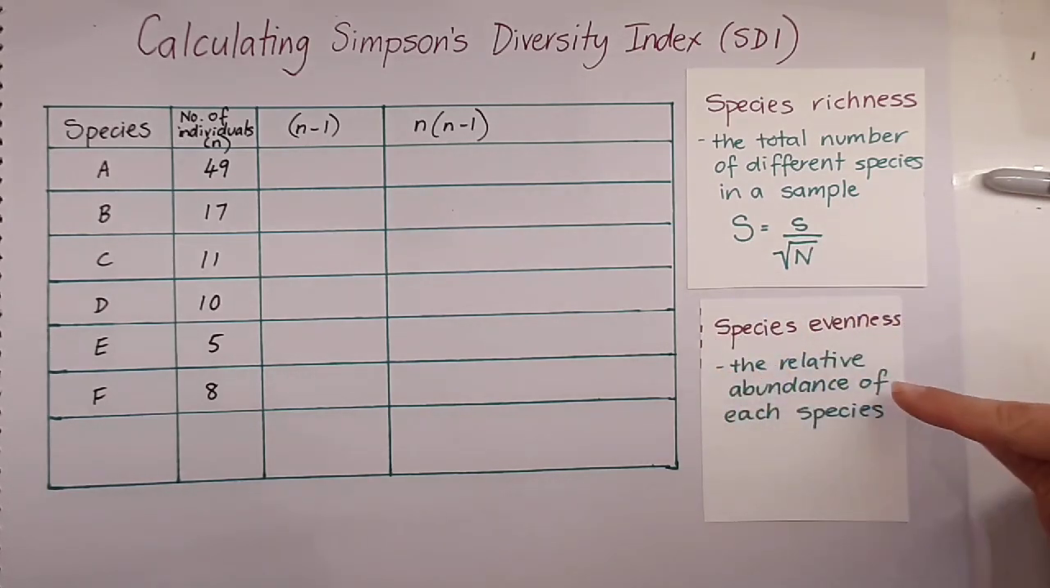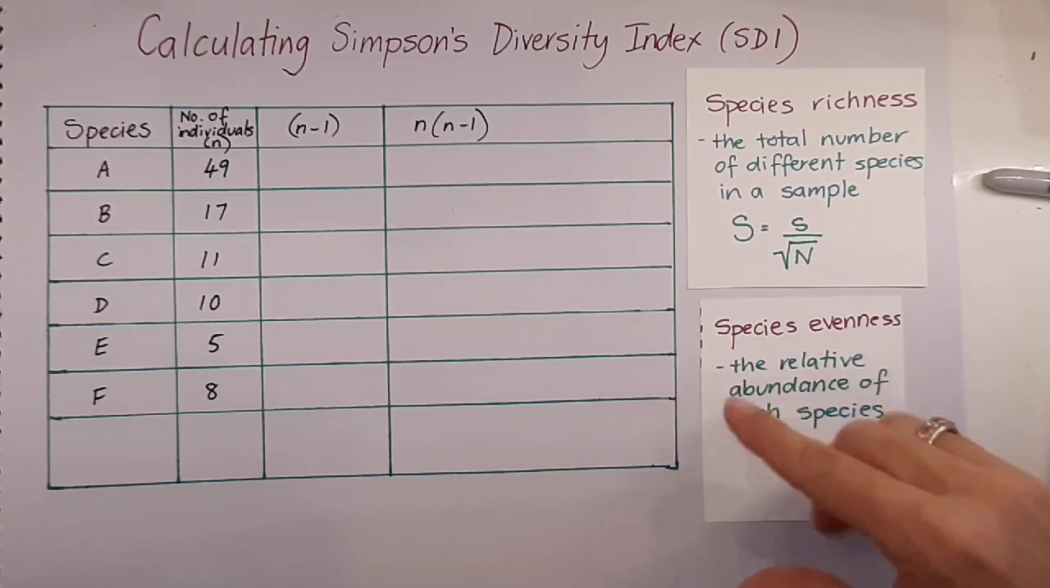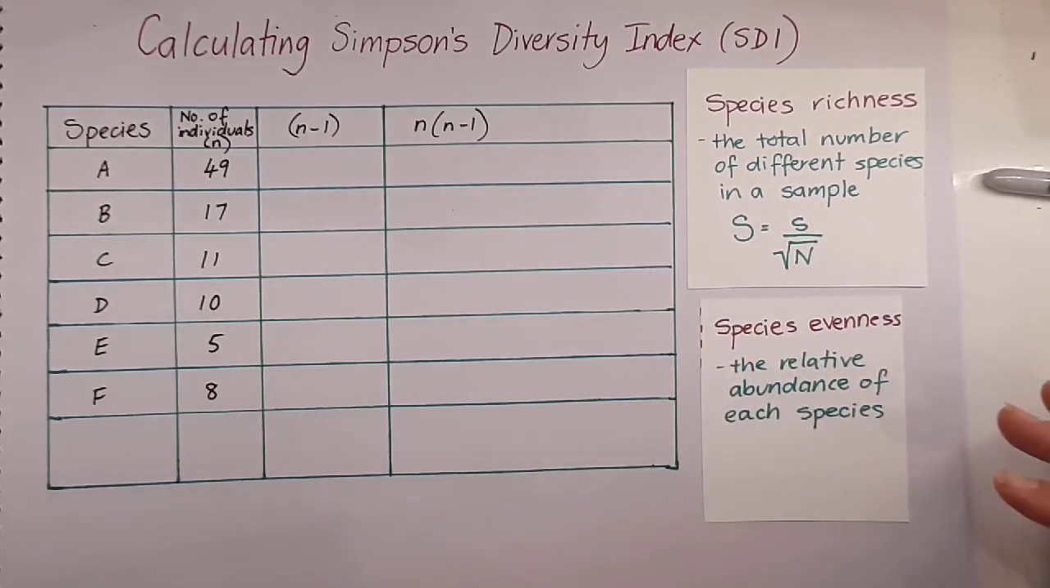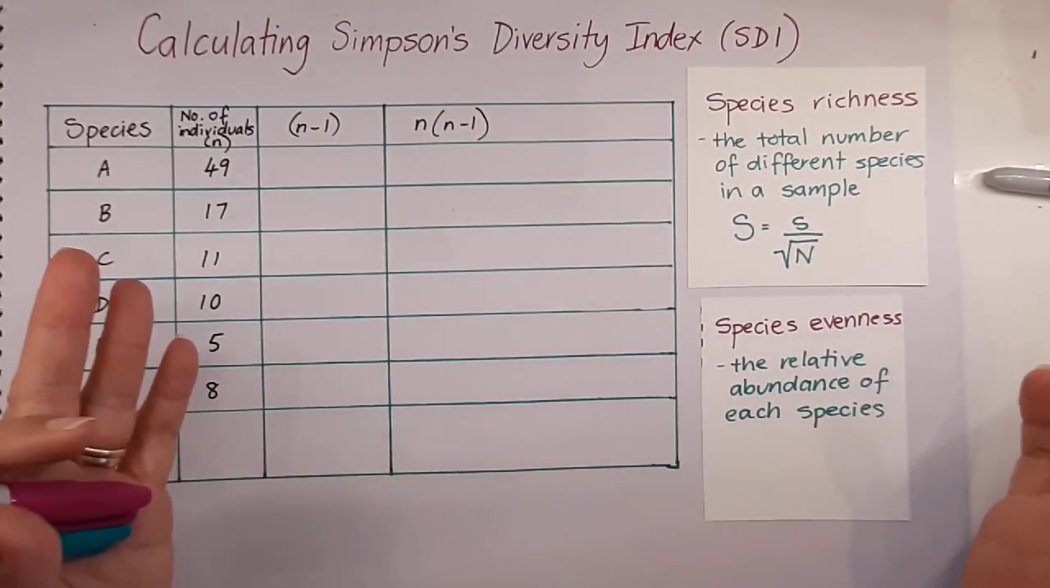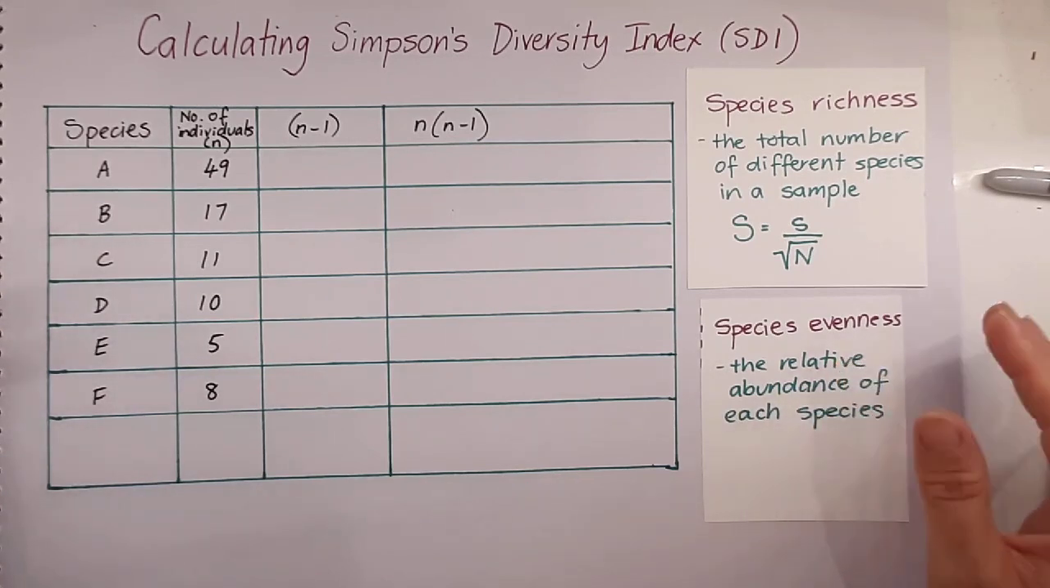Species evenness, in contrast, is the relative abundance of each species in a sample. So it tells us if there's an approximately even number of individuals of each species, or if there's one species that's really dominating, then species evenness would be very low.